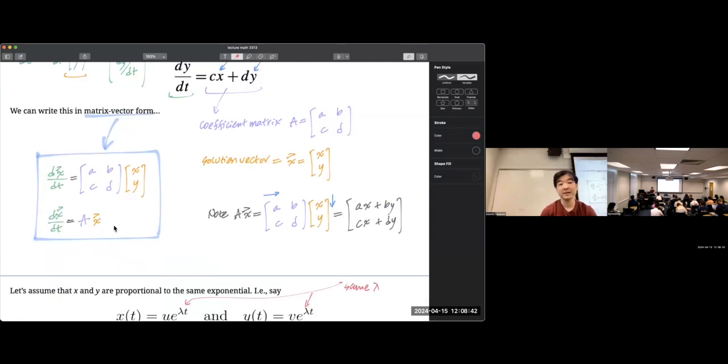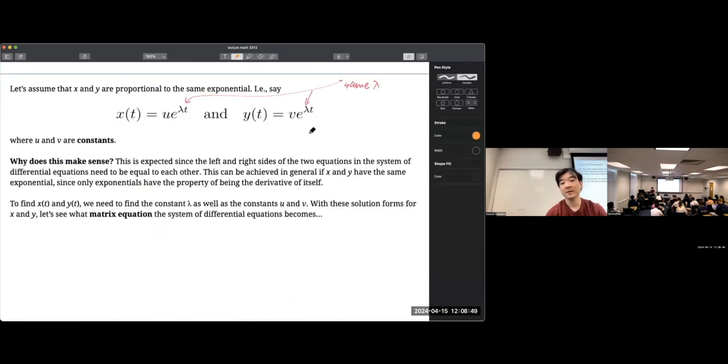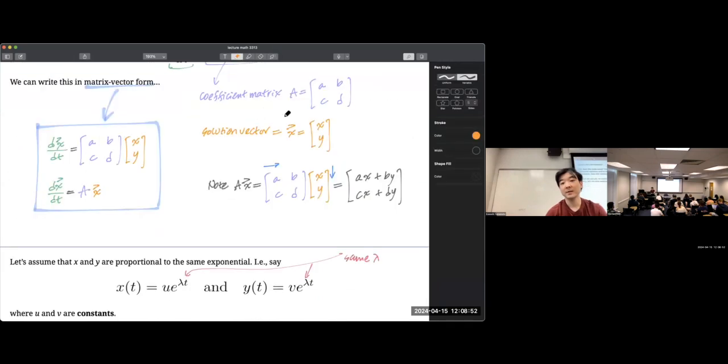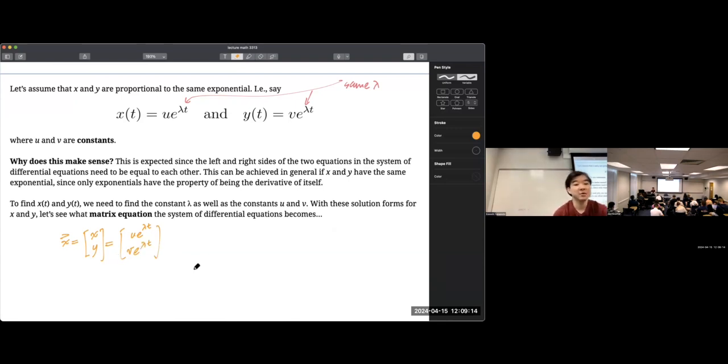So what I'll do is I'll copy this, well, why don't I write the solution vector? So this is like the solution vector, x y, right? So we have that. And then we're making the proposal that exponential. So it's going to be like the x is going to be u e to the lambda t, and then y is going to be v e to the lambda t. So we're making that proposal that the solution consists of these two solutions.